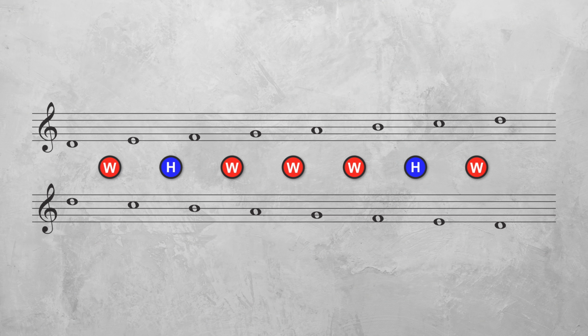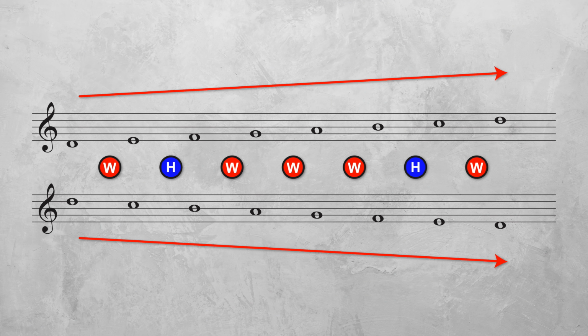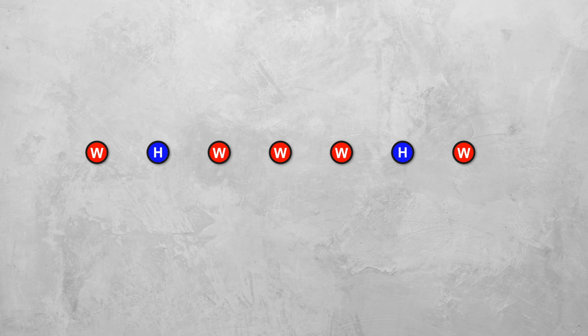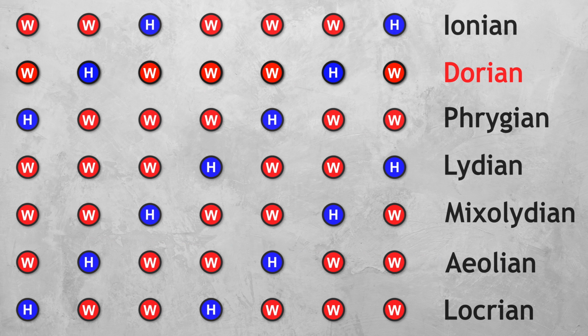An interesting characteristic of the Dorian mode is that it is a symmetric scale because it has the same pattern of whole steps and half steps ascending and descending. The Dorian mode is actually the only mode of the major scale that has this symmetrical pattern of whole steps and half steps.